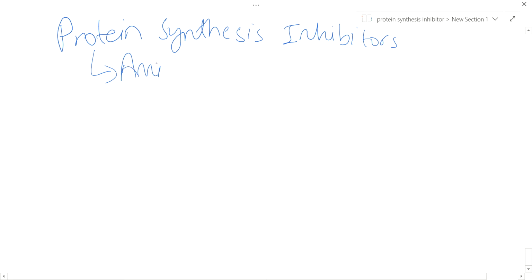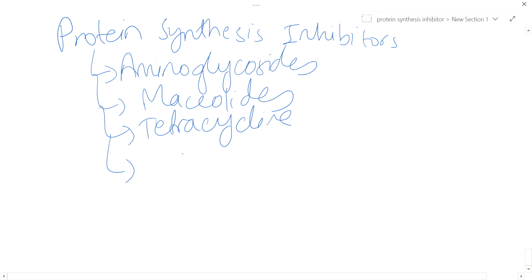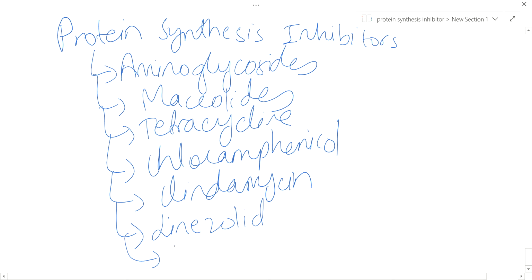Number one, it is aminoglycosides, macrolides, tetracycline, chloramphenicol, clindamycin, linezolid, and streptogramins. So these are the names of antibiotics which come under protein synthesis inhibitors.